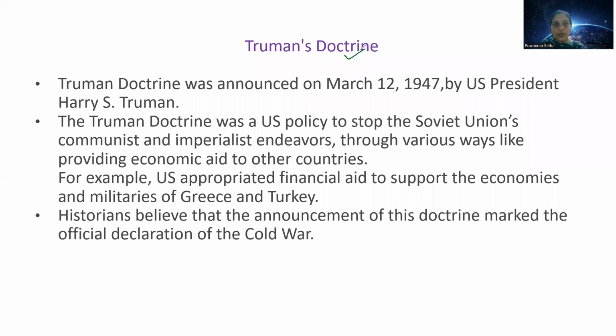Next, we'll see about the Truman Doctrine. The Truman Doctrine was announced on March 12, 1947 by the US president, Harry S. Truman. What is this Truman Doctrine? It is a US policy to stop the Soviet Union's communist and imperialist endeavors through various ways, like providing economic aid to other countries. Let us see an example. The US appropriated financial aid to support the economy and the militaries of Greece and Turkey. Historians believe that the announcement of this doctrine marked the official declaration of the Cold War.